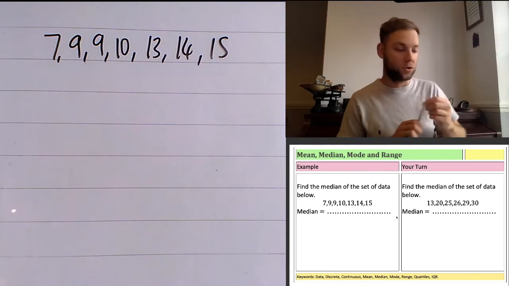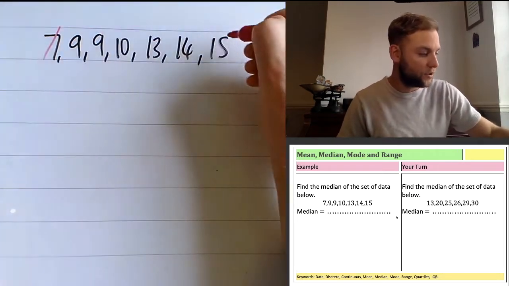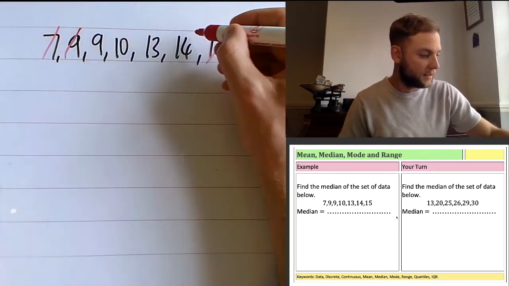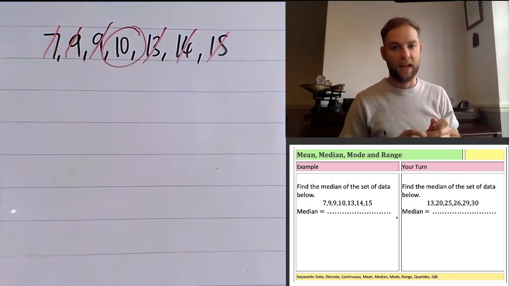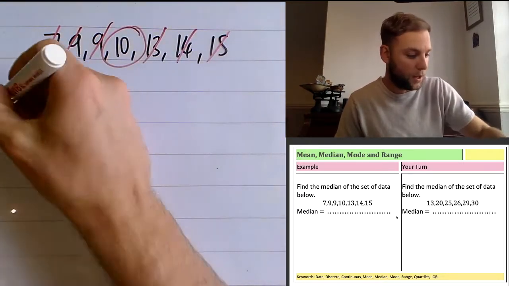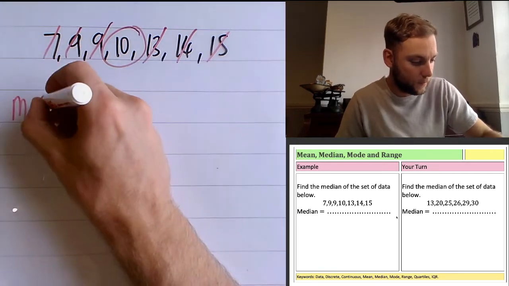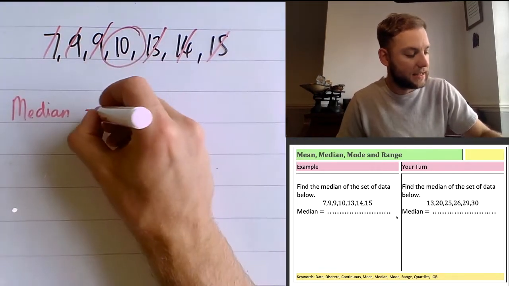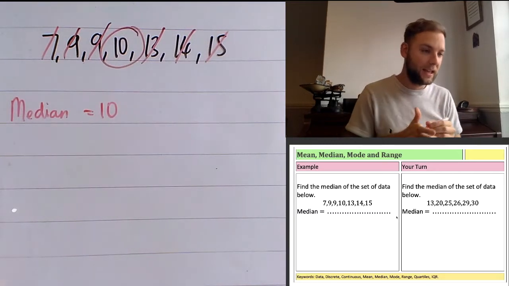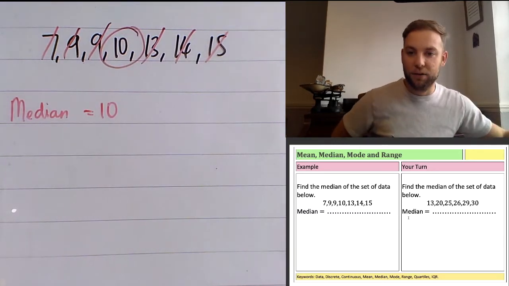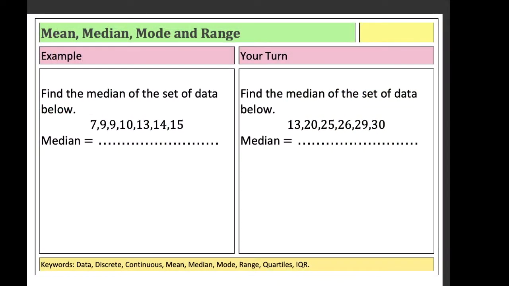Or you can do the cross-off method. So you cross off the first and last, second and second to last, third and third to last, and you'll see the middle number there is 10. So that middle number is our median, which in this case is equal to 10. So hey diddle diddle, the median's in the middle. Okay, so pause now and have a little go at this one on the right hand side.